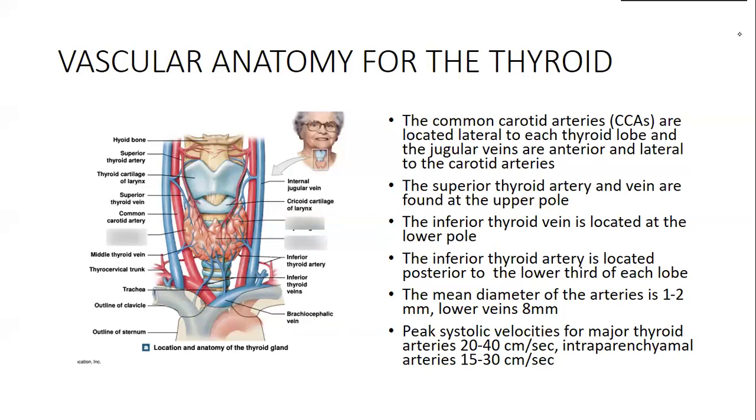The peak systolic velocities for major thyroid arteries range from 20 to 40 centimeters per second. Then the intraparenchymal arteries have a peak systolic velocity of 15 to 30 centimeters per second.